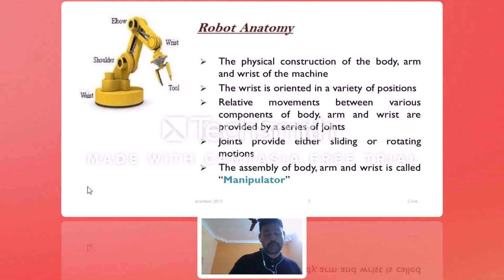Next, coming to the robot anatomy. Anatomy means it's like the human body, human anatomy. You can compare the robot anatomy with the human anatomy. In human anatomy, the portions are called the waist, shoulder, elbow, wrist, and tool. This is almost like a palm and finger arrangement. Here you have a wrist, like our human. This is an elbow, this is a shoulder, this is a waist. Waist means the hip, right? Similar things are there in the robot anatomy also.